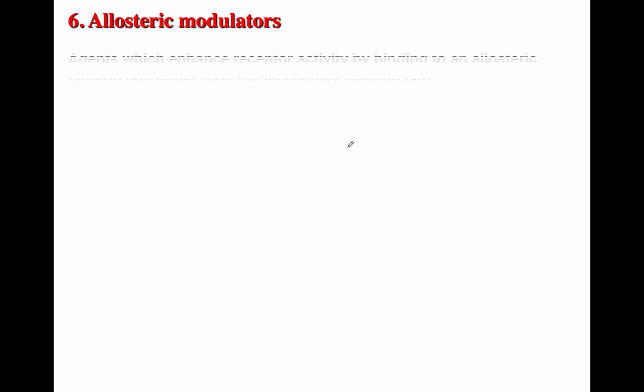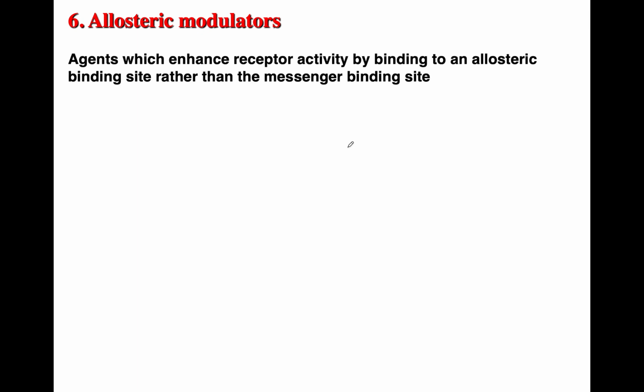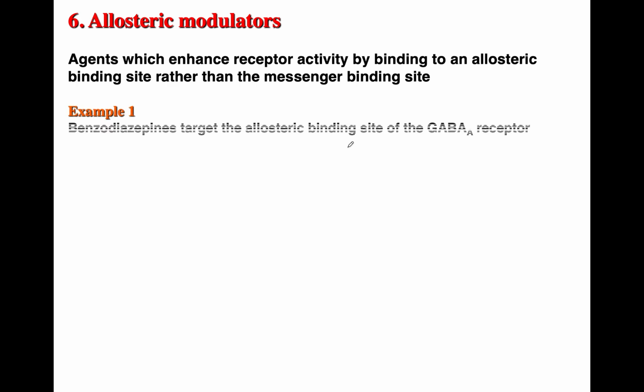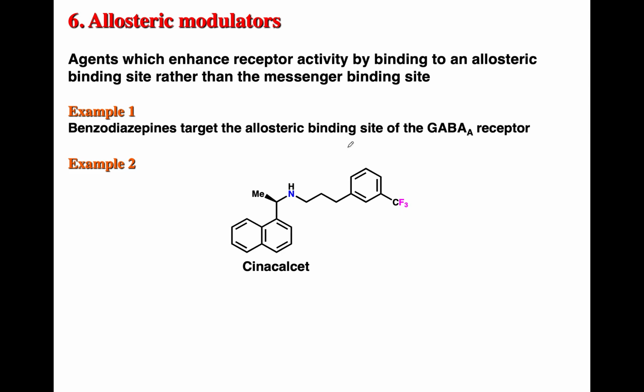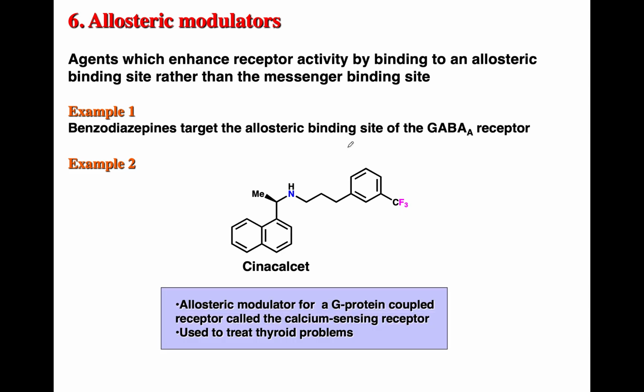All right, now let's deal with allosteric modulators. These are agents that will enhance the receptor activity by binding to an allosteric binding site rather than the messenger binding site. Example number one, benzodiazepines. They target an allosteric site on the GABA A receptor. And you also have cinacalcet. Cinacalcet is a molecule that's actually used to treat thyroid disorders. And it's an allosteric modulator for a G protein coupled receptor called the calcium sensing receptor. So these will bind at an allosteric site and enhance receptor activity.